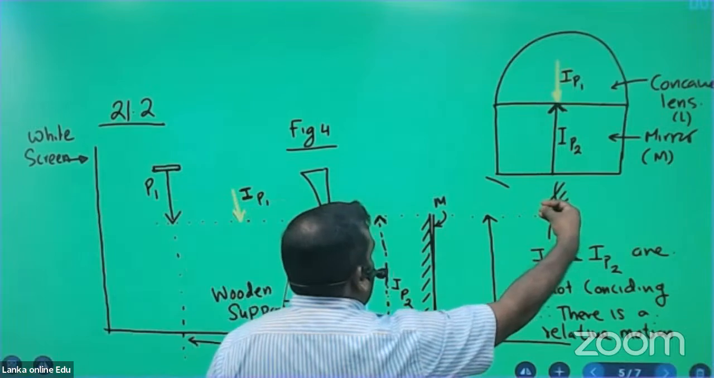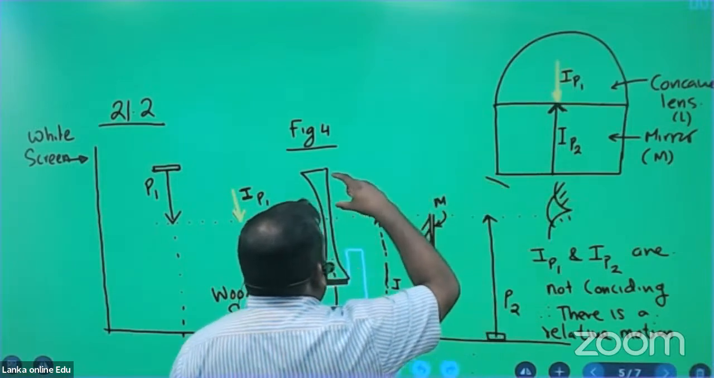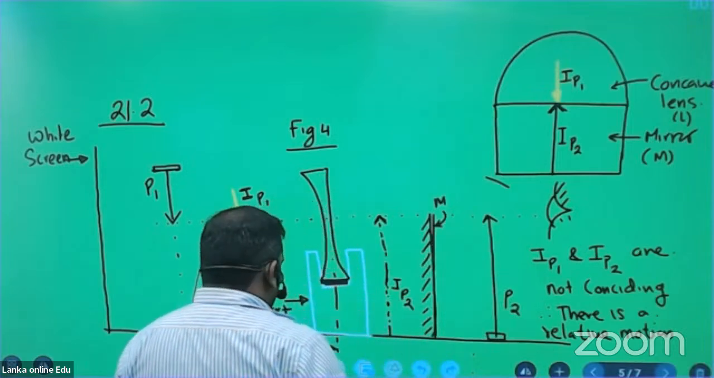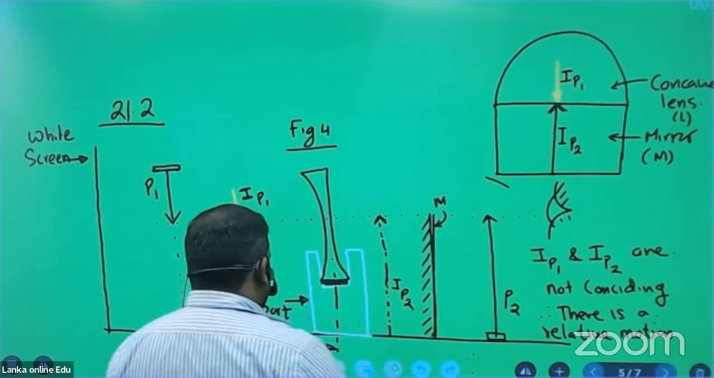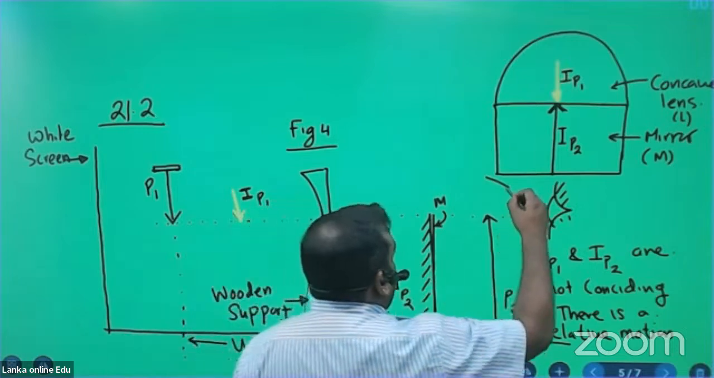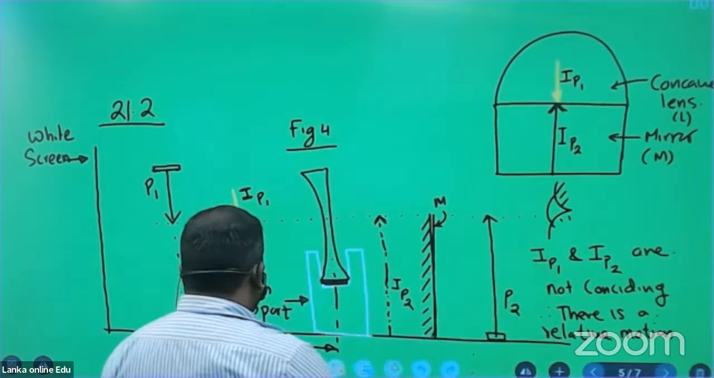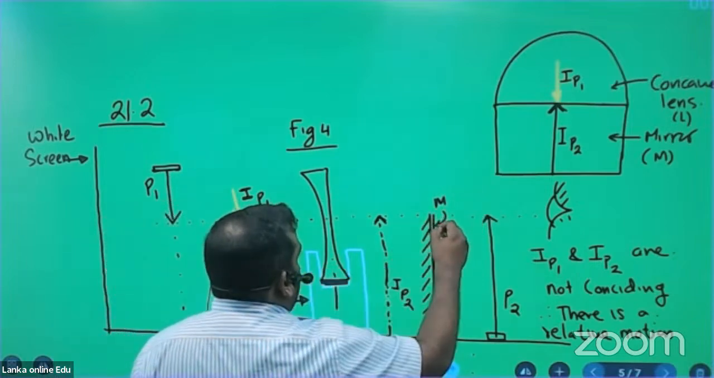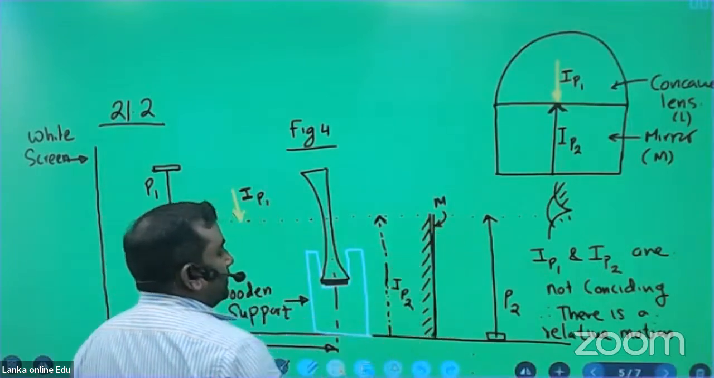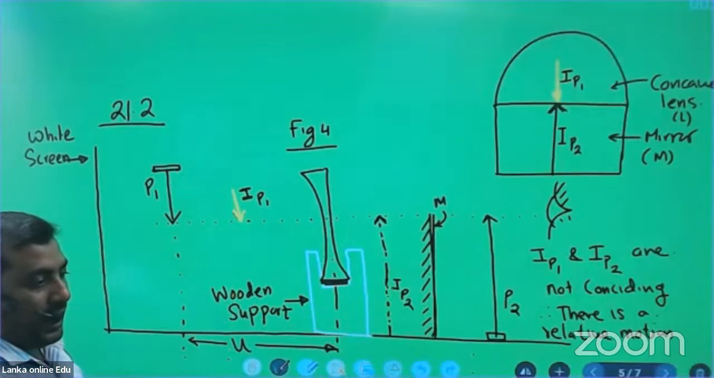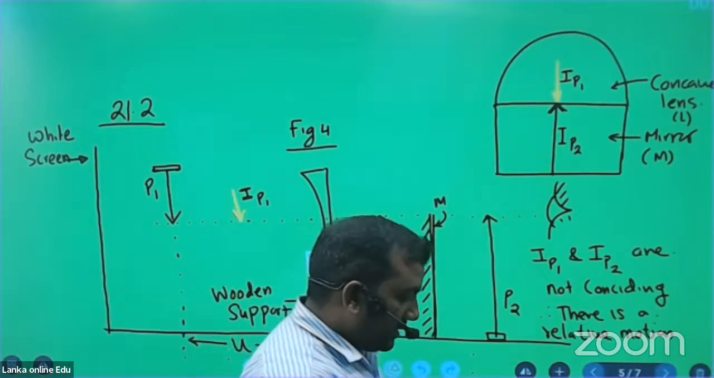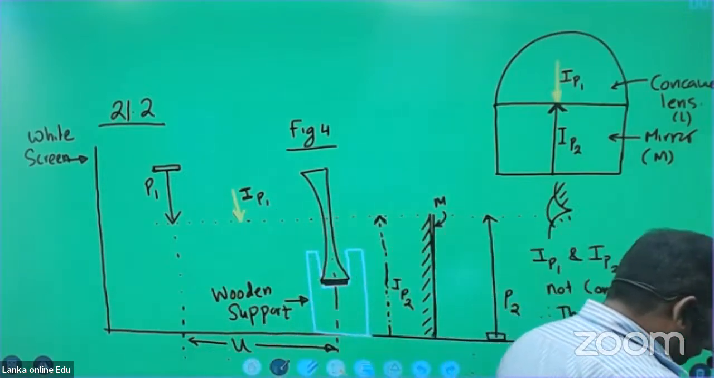We can see the image formed through the lens, and we can see the image formed through the mirror.